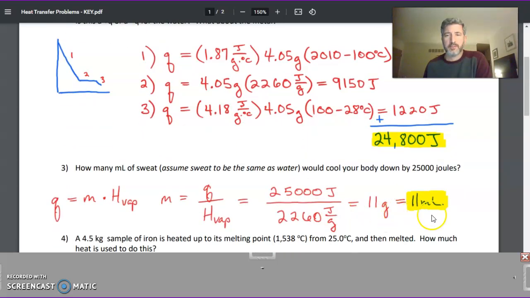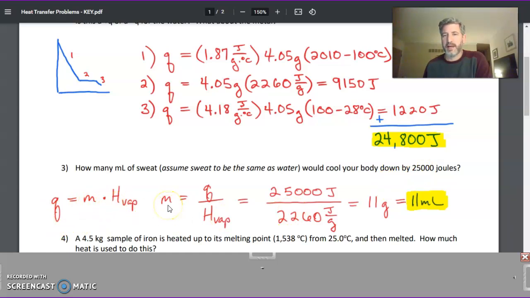My answer is 11 milliliters, but here's how I got there. First of all, we're assuming sweat to just basically be water, even though we know there's some salt and other things in there. Sweat cools you by evaporating. So that is going to be heat of vaporization. And so we're going to use Q to represent the joules. We know the joules, 25,000 joules. M is mass, and of course we have HVAP.